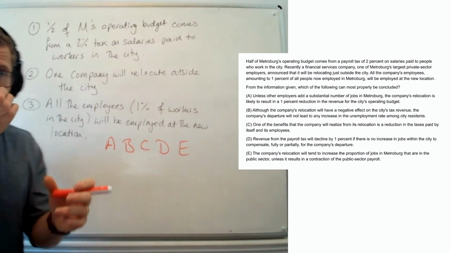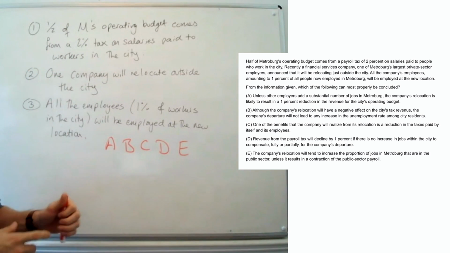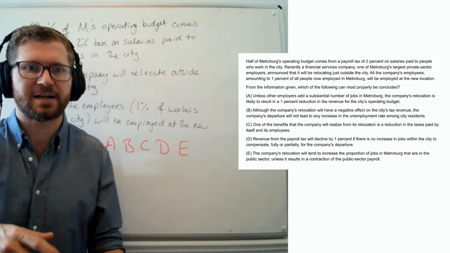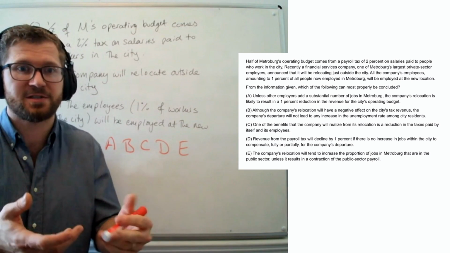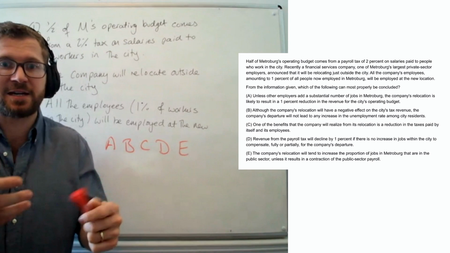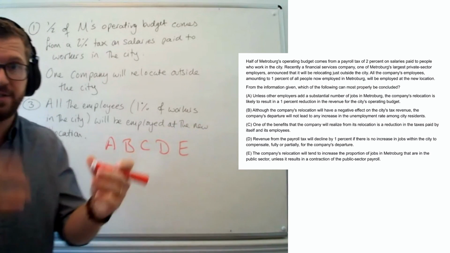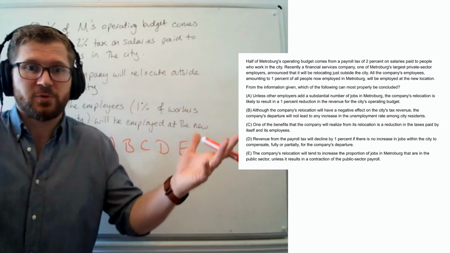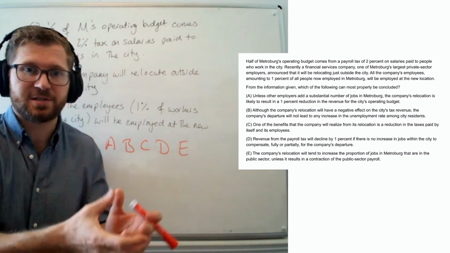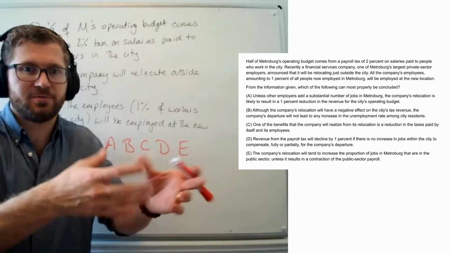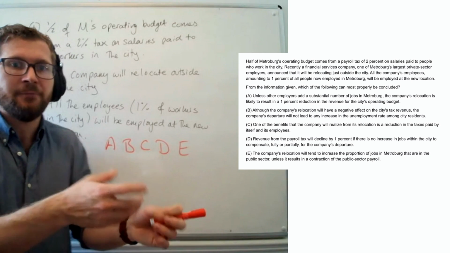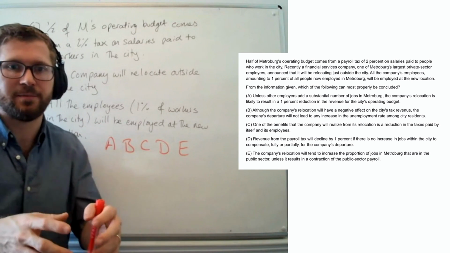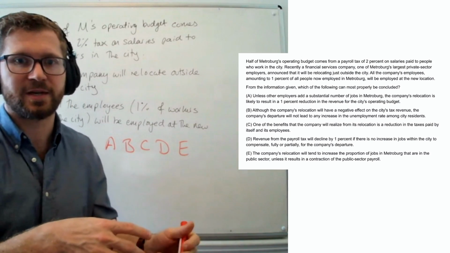So first of all, we get told that half of this city, half of Metroburg's operating budget comes from a 2% tax on the salaries paid to anybody that works in the city. Okay, so we get information about the tax regime of the city's government. Then one company is going to relocate outside the city. Great, so they're going to be outside this 2% tax on salaries, which is what we're told in the first sentence. All of the employees, and that's 1% of everybody who works in the city, will now be employed at the new location.